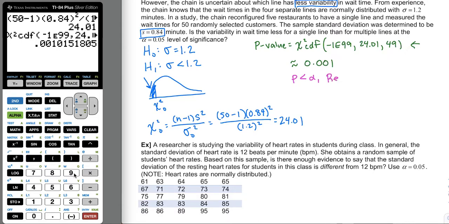So we reject H naught. This means that our results are considered statistically significant, unlikely to occur if H naught was actually true. That causes us to reject H0 in favor of H1, and we can now assume that there's less variability if they have a single line. So let's write a conclusion. There is sufficient evidence to conclude.